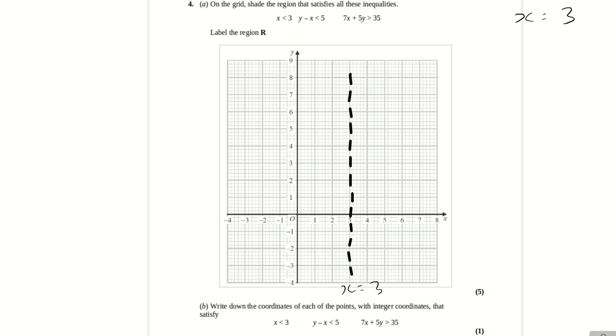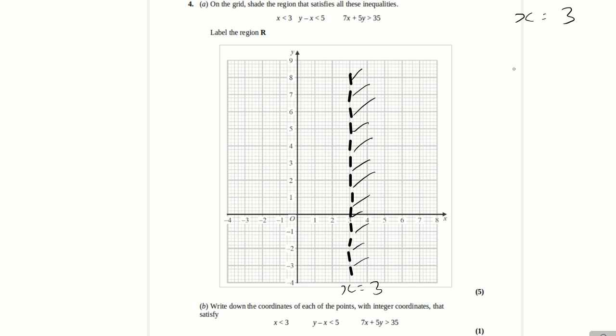x equals 3. Now, we want x to be less than 3, so we don't want the region that's to the right. So we don't want this region here, and this is the region that I'm going to shade. So in other words, anything to the left of that line is okay according to the first inequality.